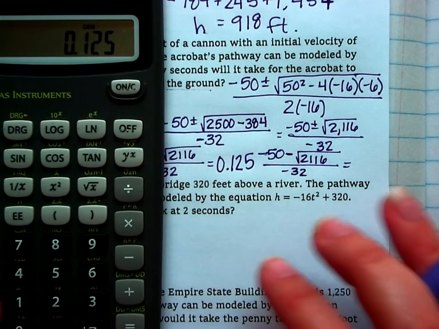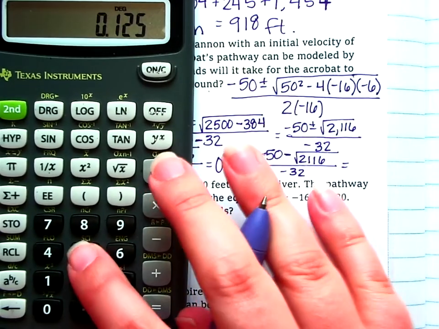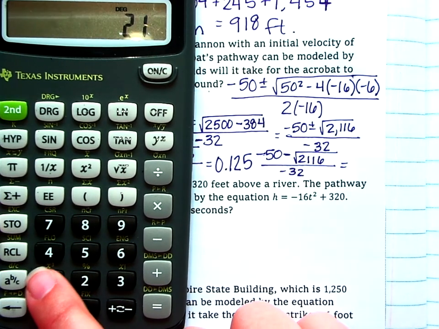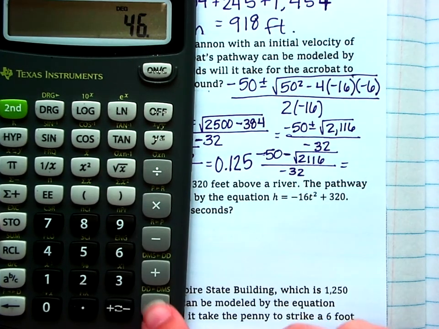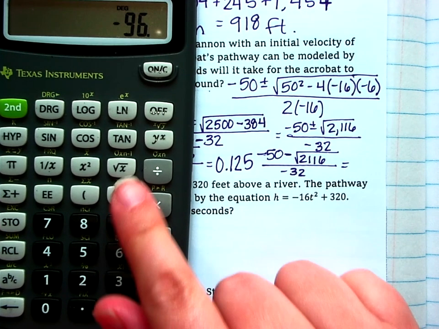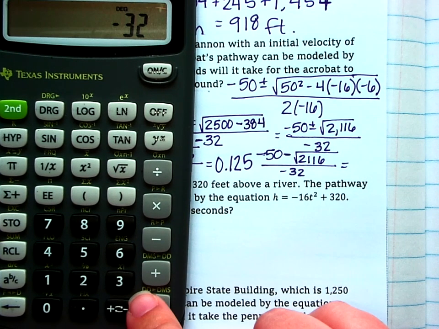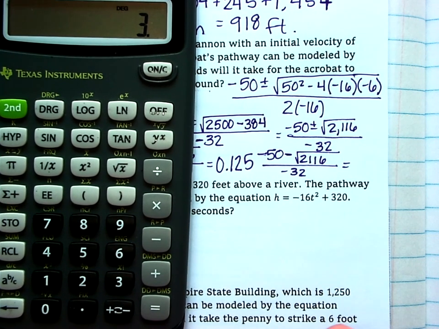Alright, let's see what we get when we subtract. Negative 50 minus the square root of 2,116, equals, divided by negative 32, equals 3.